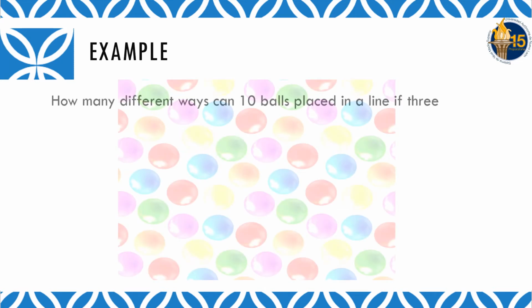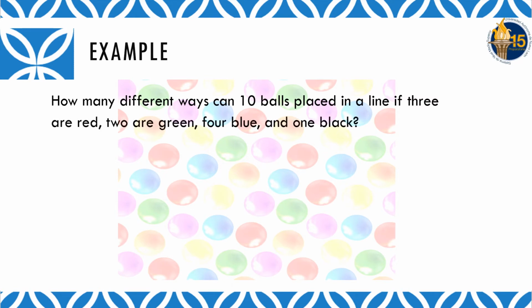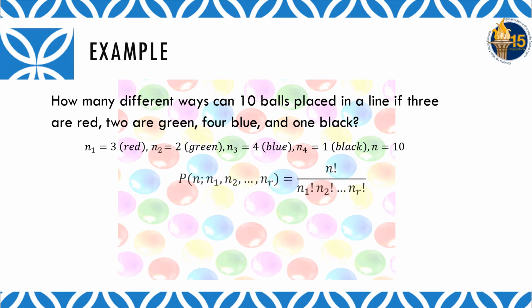Example: how many different ways can 10 balls be placed in a line if 3 are red, 2 are green, 4 blue, and 1 black? This is an example of permutation with repetition, because we are talking about objects that are equal, in this case balls of different colors. Consider n1 the number of red balls, n2 the green ones, n3 the blue ones, n4 the black one, and n will be the total number of balls. Then we apply the permutation with repetition formula.